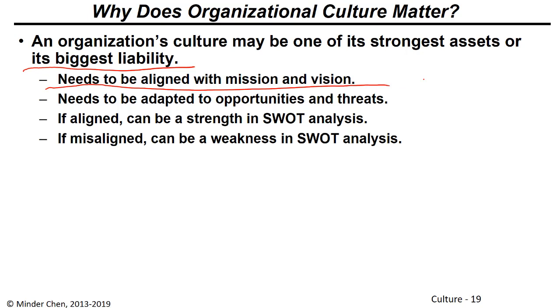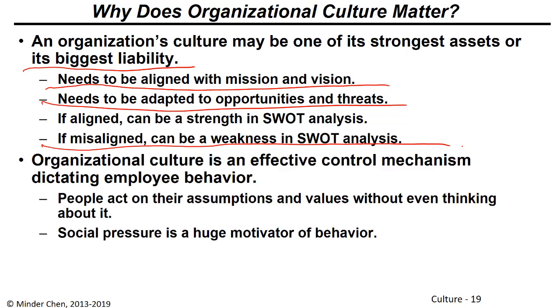Culture needs to be aligned with an organization's mission and vision, and needs to be adapted to the opportunities and threats from the environment. If aligned, it can be a strength in your SWOT analysis, but if it's misaligned, it can be a weakness. Organizational culture is an effective control mechanism, although it tends to be less visible and less formal. However, it may guide how your employees behave, because people do act on their assumptions and values without even thinking about it, and sometimes social pressure, which is part of the culture, is a huge motivator of behavior.